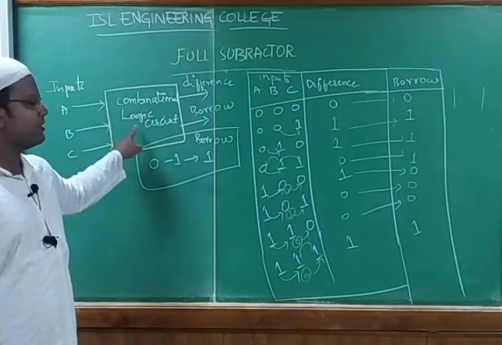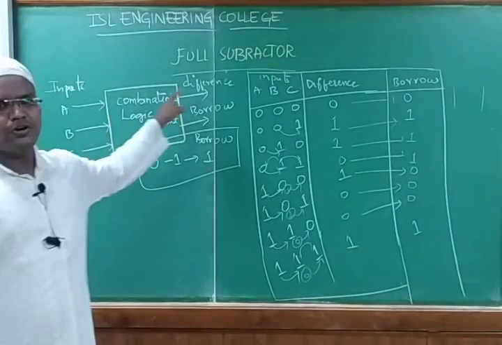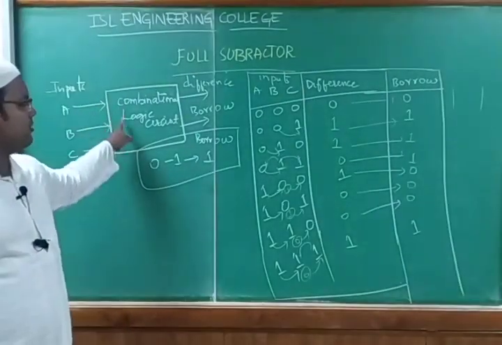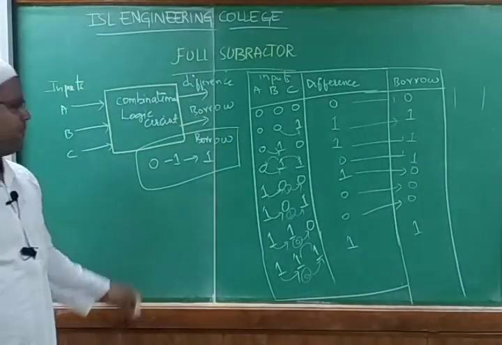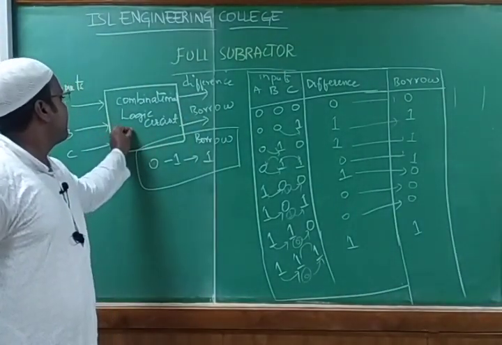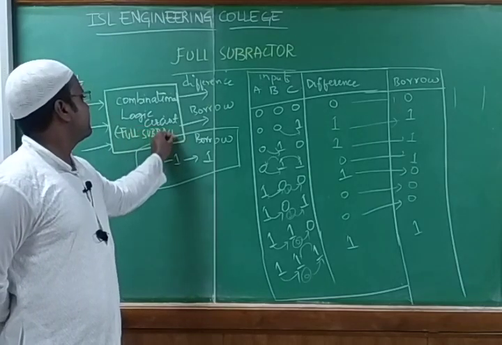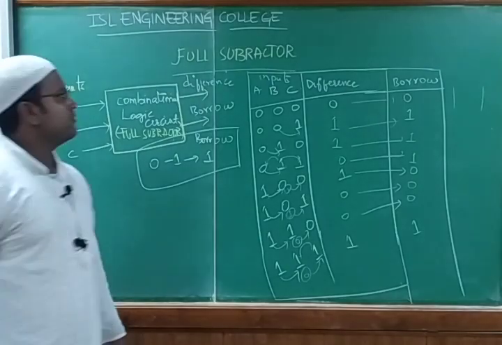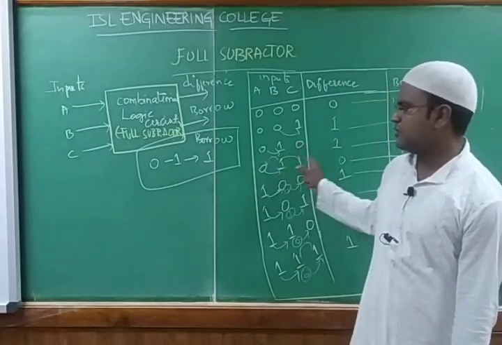Since it's a combinational logic circuit, why are we saying combinational logic circuit? By combining the inputs, we try to write the output for that particular function. So these are nothing but combinational logic circuits, in which, since we are designing a full subtractor, the output would be difference and borrow. So we wrote it. Then we mentioned the input values A, B, C. Then we took the truth table.